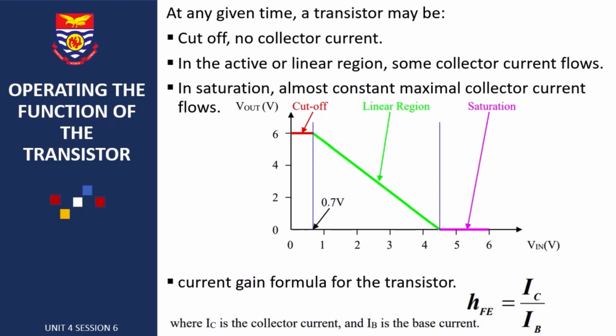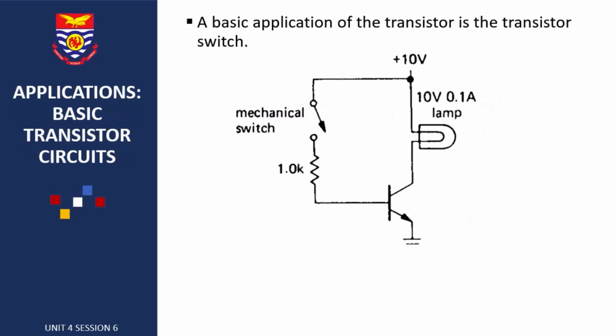With the linear region, when the voltage in reaches 0.7 volts, it is a critical moment for the transistor because this is the point where the transistor just starts to conduct electricity through the base emitter junction. There is a current gain formula, that is IC over IB, where IC is the collector current and IB is the base current.